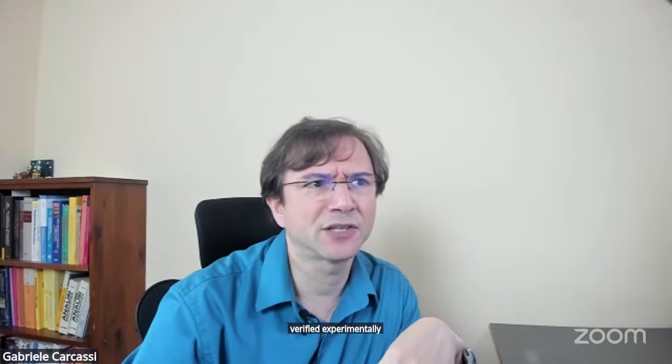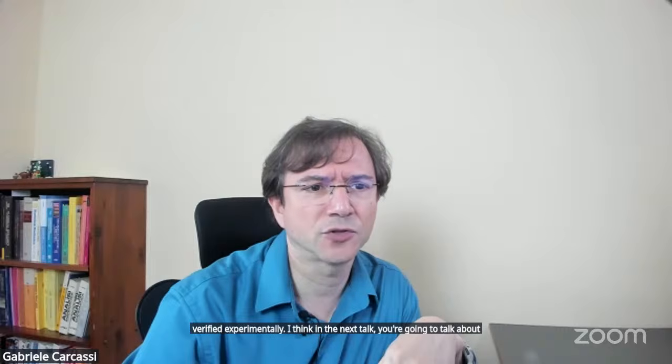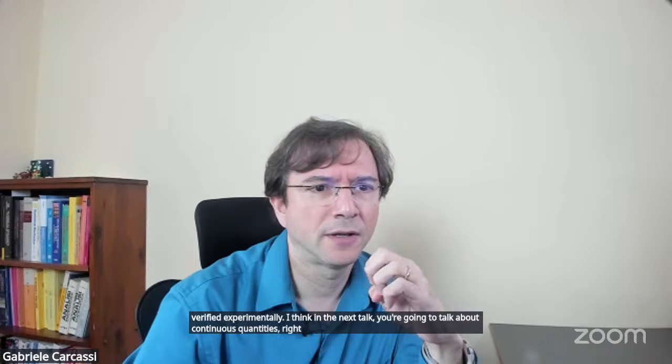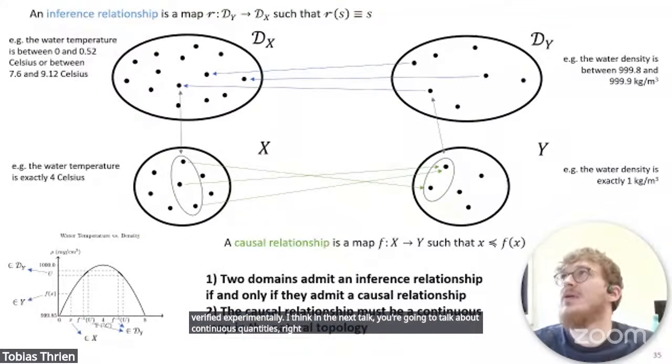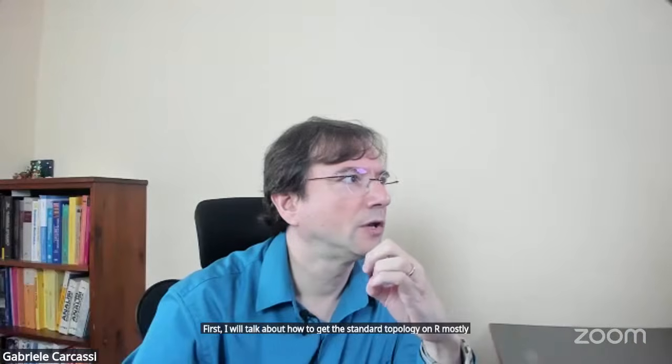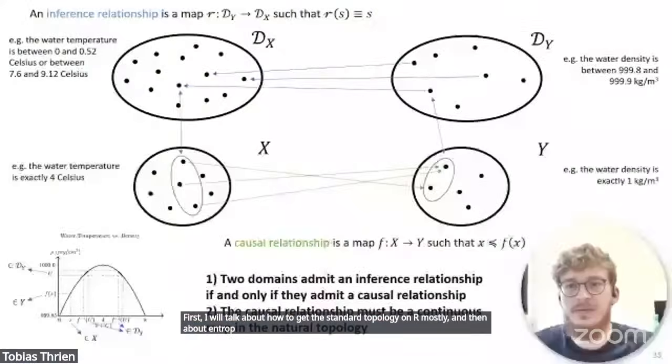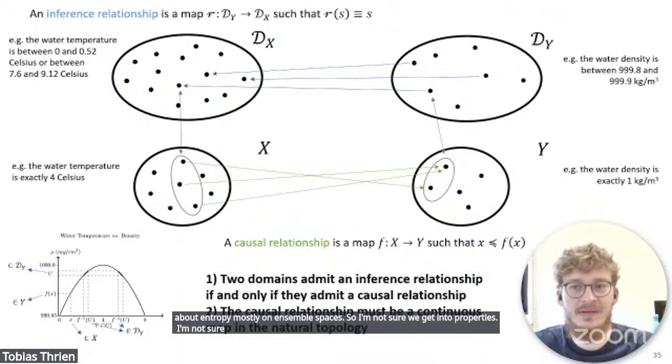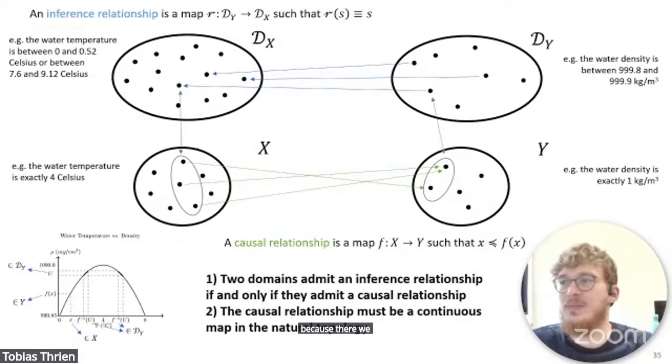I think in the next talk you're going to talk about continuous quantities, right? First I will talk about how to get the standard topology on R mostly, and then about entropy, mostly on ensemble spaces. So I'm not sure we get into properties. I'm not sure if property is used in the sense that we use in the book, because there we do talk about properties later, after we define this stuff.